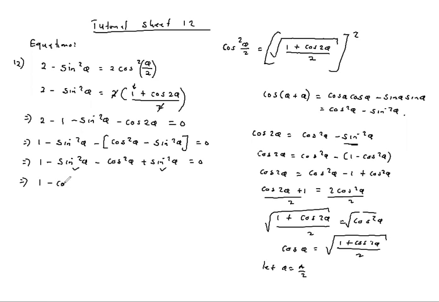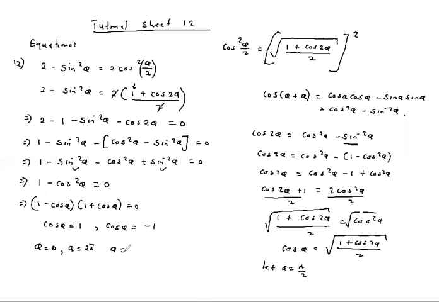So we remain with 1 minus cos squared theta is equal to 0. And this is the difference of two squares: 1 minus cos theta or 1 plus cos theta is 0. So that cos theta is 1 or cos theta is negative 1. So for 1, theta must be 0 or theta must be 2 pi. For negative 1, remember this question was solved from 0 to 2 pi, so that's why we're getting these values.